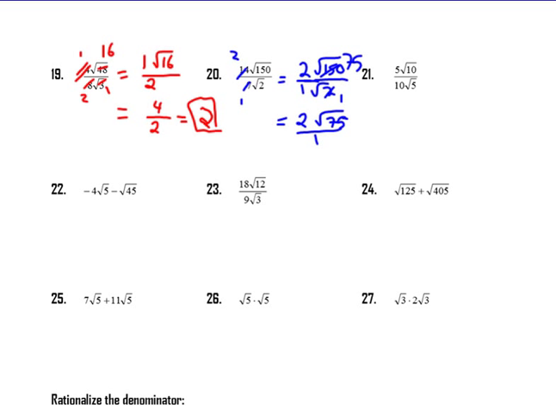Then I need to look to see if I can reduce this, or simplify it. So I've got 2, and then the square root of 75 is 25 times the square root of 3. And the square root of 25 is 5, so I've got 2 times 5 times the square root of 3, which is actually 10 times the square root of 3. It becomes a longer process when you choose to do it that way, but it can be done with dividing underneath the radical as well.